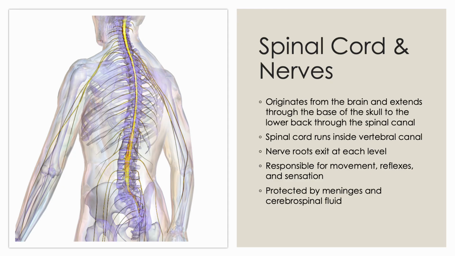Inside the spinal column runs the spinal cord, which is part of the central nervous system. It acts like a two-way street, sending messages between the brain and the body. At each level, nerve roots branch out to control movement and sensation in different areas. So, for example, nerves from the cervical spine affect the arms and hands, while nerves from the lumbar spine control the legs. That's why a spinal injury at one level can cause specific symptoms depending on the area affected.